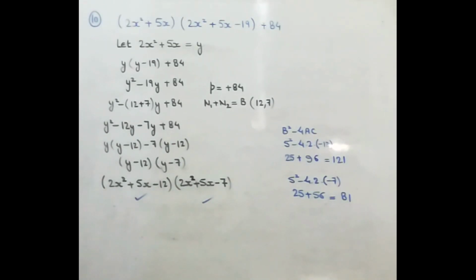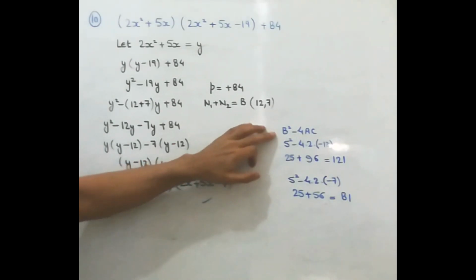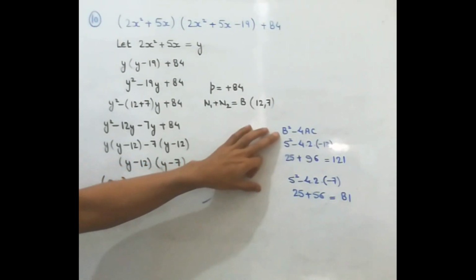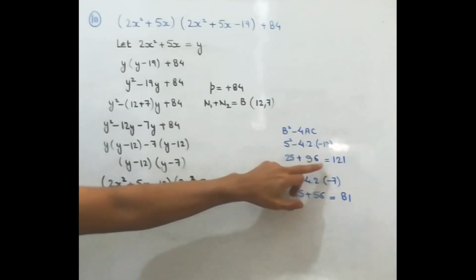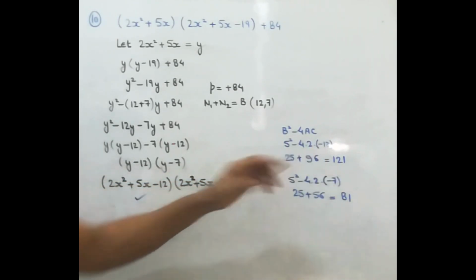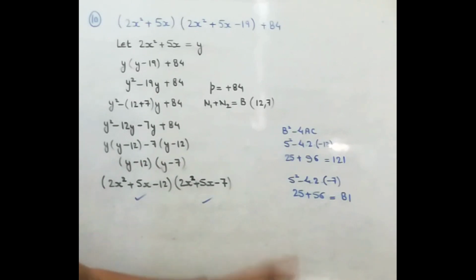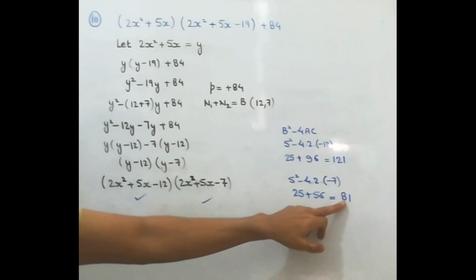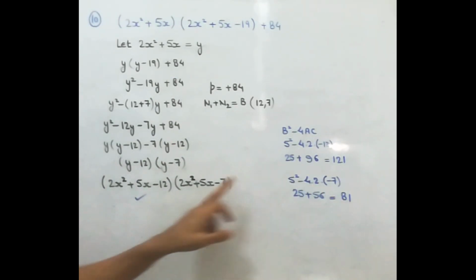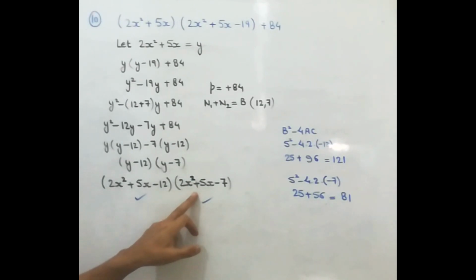Now remember, whenever you get a trinomial in the form ax square plus bx plus c and you have to check whether it can be factorized or not, you are going to apply this method. You find b square minus 4ac and if the result is a perfect square, that means the expression can be factorized. Similarly, for the second one we got a perfect square, which means this expression can also be factorized further.